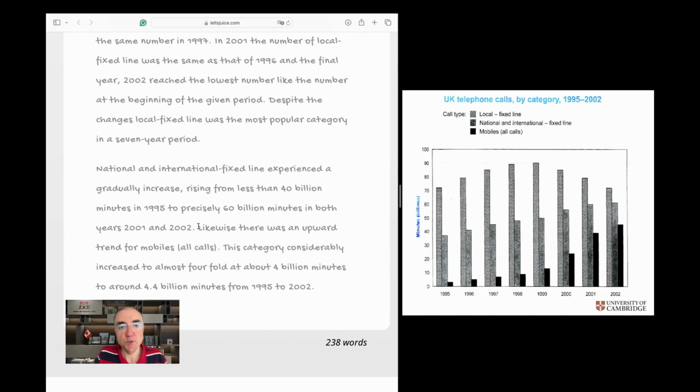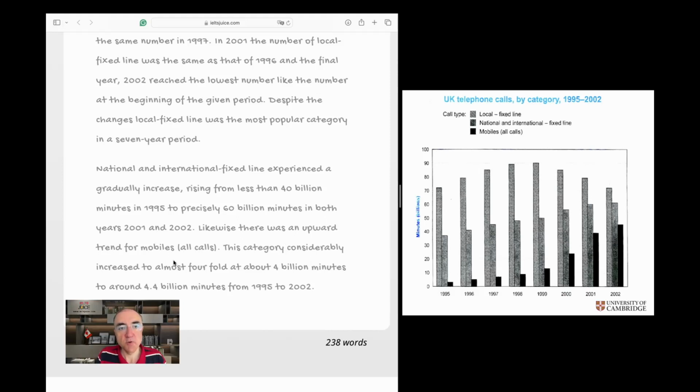We either needed to start another paragraph, a new paragraph, and focus on mobiles or mobile phone calls, or in the introduction, we needed to say something that will cover the entire paragraph and say the other two elements, or the remaining elements, increased in the given period. And then we stop it here. We start by looking first at national and international fixed line and then mobile phone calls.